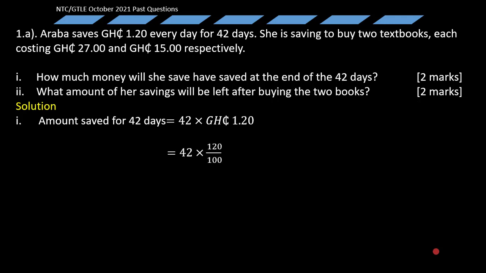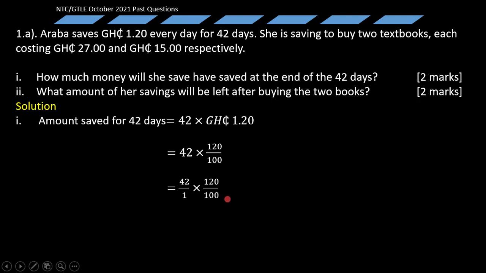Now that simplifies to 42 times 120 over 100. Of course, I hope you know that 1.20 can be expressed as a fraction as 120 over 100. And simplifying, we can simply write 42 over 1 times 120 over 100. Now we are going to multiply fractions. And normally, I advise that you do not always try to simplify this fraction, because it is easier to divide when the denominator is 10, 100, 1,000, and so on and so forth.